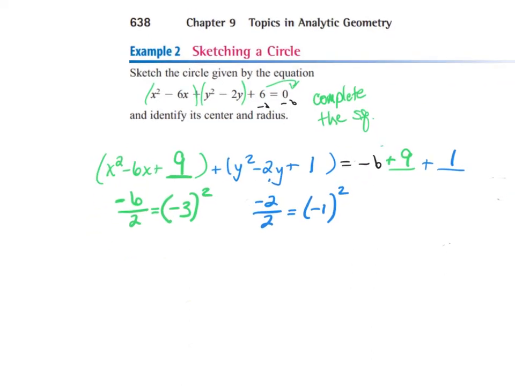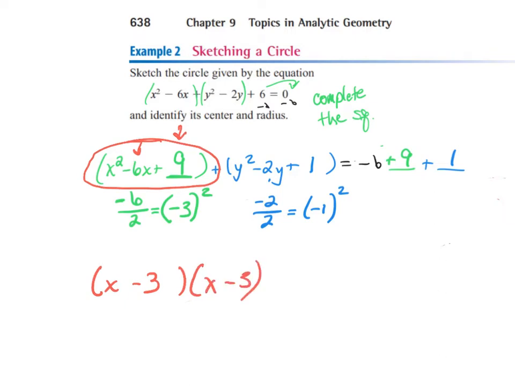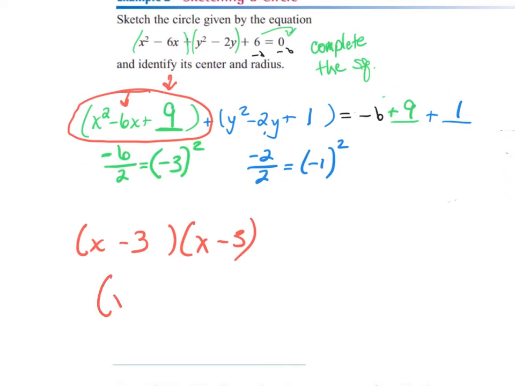I'm going to take my x's, and I'm going to simplify this. I can factor this. What are the factors of 9 that multiply to give me a positive 9, but add to give me negative 6? And that's going to be negative 3 and negative 3. X minus 3, x minus 3. I can rewrite that as x minus 3 quantity squared.